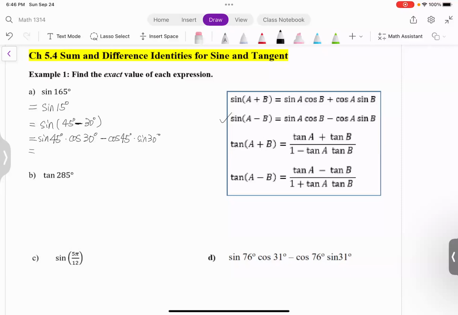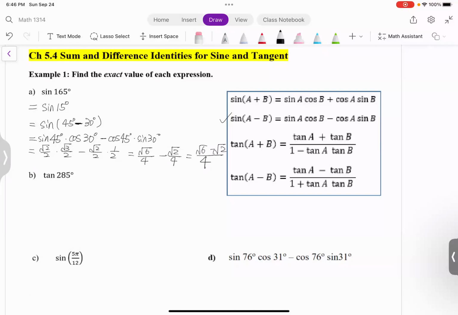Let's plug in the values. We have learned the special angles' sine and cosine values. They are square root of 2 over 2 times square root of 3 over 2 minus square root of 2 over 2 times 1/2. So we have square root of 6 over 4 minus square root of 2 over 4. They have the same denominator, so we have square root of 6 minus square root of 2, all divided by 4. Okay, so how about the next example?